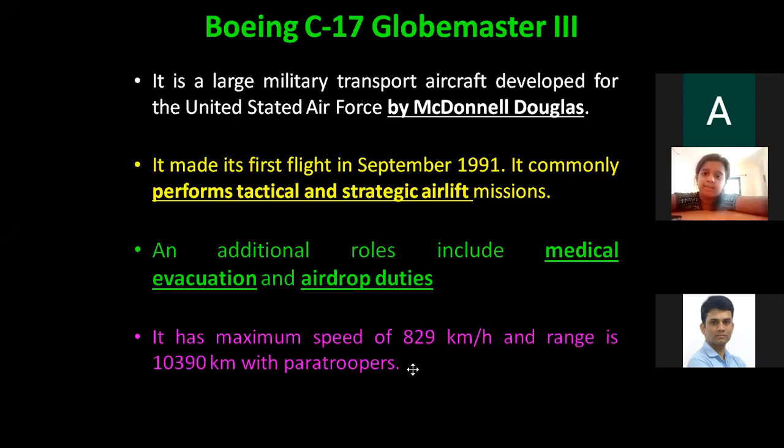It has a maximum speed of 8 to 9 kilometers per hour, and its range is 10,390 kilometers, right? Because it has to always carry some military transport, that can be paratroopers, it can be equipment, it can be ammunition, likewise, right? So that is the range and the speed. Related aircraft is the McDonnell Douglas YC-15, right? So no doubt there are different versions as well.